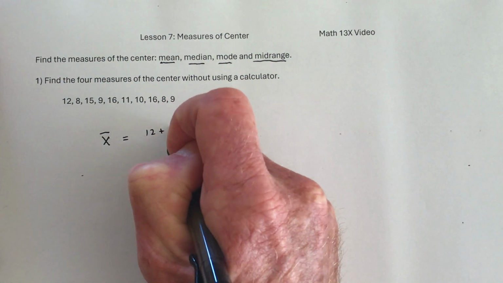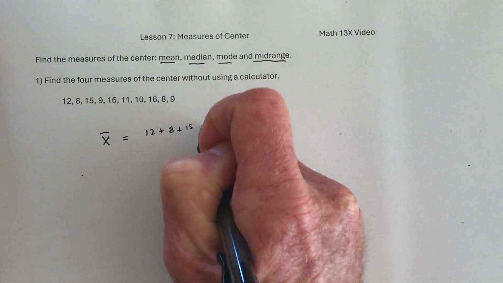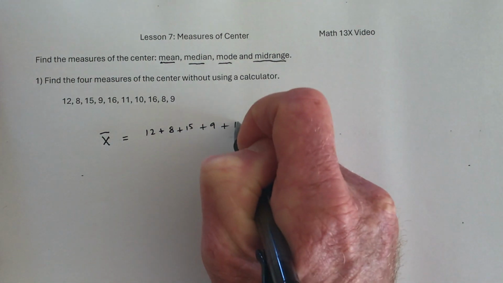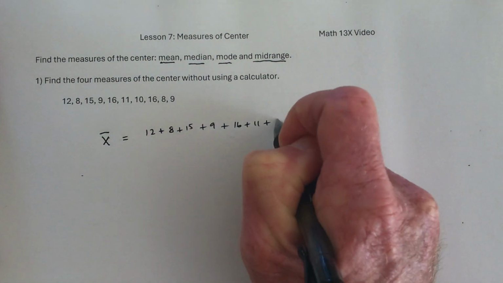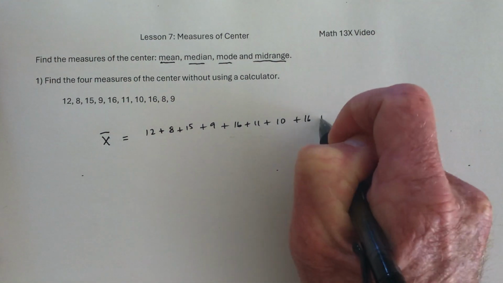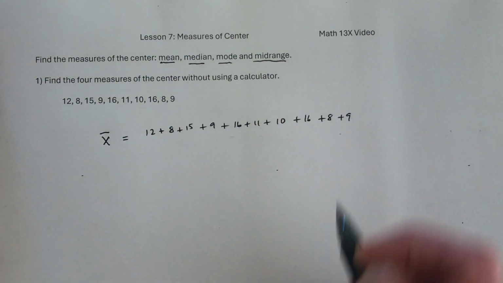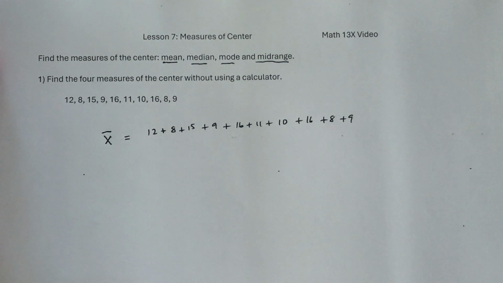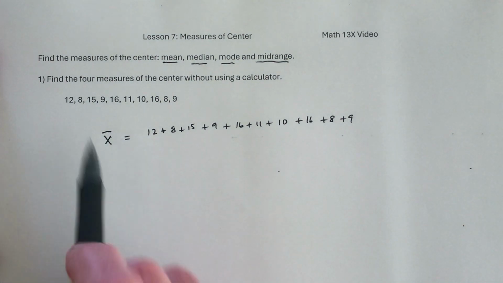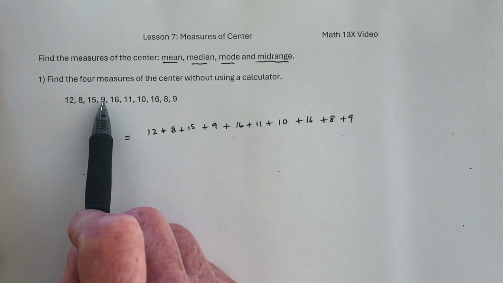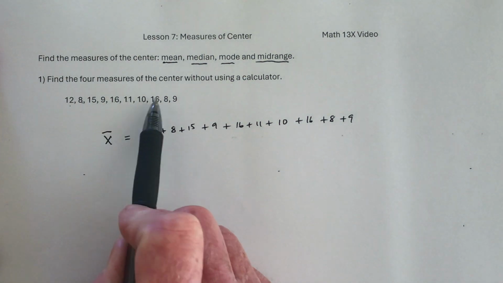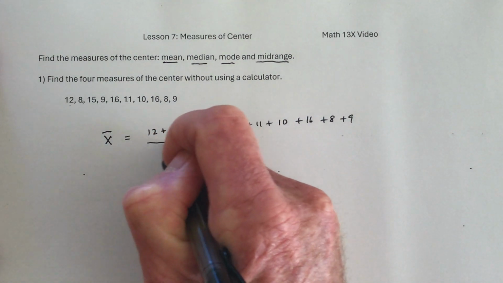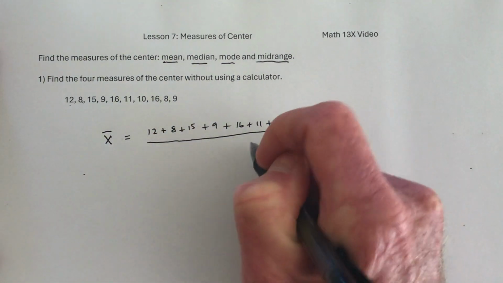So 12 plus 8 plus a 15, a 9, a 16, an 11, a 10, a 16, an 8, and a 9. So add up all of the numbers, and then you divide by however many numbers there are. 1, 2, 3, 4, 5, 6, 7, 8, 9, 10. So divide by 10.